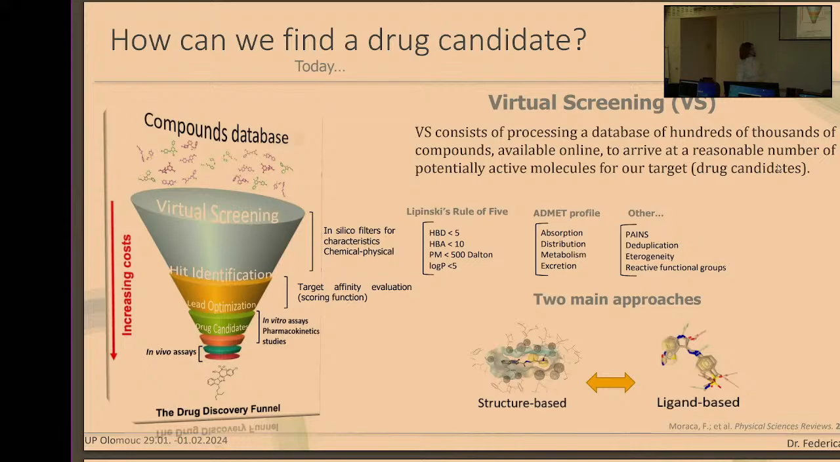Then another important filter is to avoid molecules with reactive functional groups. And then another kind of filter is to evaluate the target affinity, so the scoring function of the filtered molecules against the target. So this is the lead optimization stage. And then, as I said, the in vitro assays and pharmacokinetic studies to also evaluate the biodistribution of the molecules. And inside this funnel, as I said before, we can basically divide the in silico approach into structure-based and ligand-based.